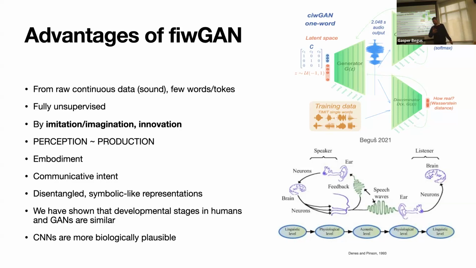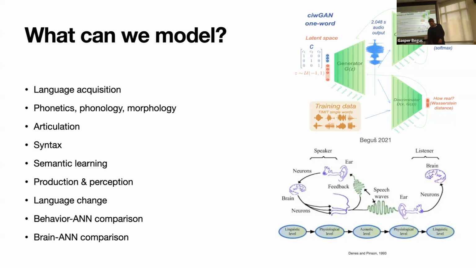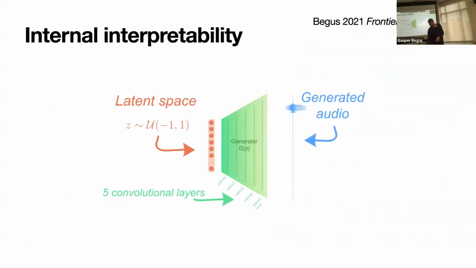We have embodiment, we have communicative intent. Again, we're adding a parent, so now the child is going to learn with a pre-trained parent in a reference game and so on. And we've shown in several ways how these models are developmentally similar. And the nice thing is that these are all convolutional neural nets, which for this group is good because they're more plausible from a brain perspective than transformers. There are many things we can model, and I have a bunch of papers on how to model articulation, syntax, semantics, learning, and so on.